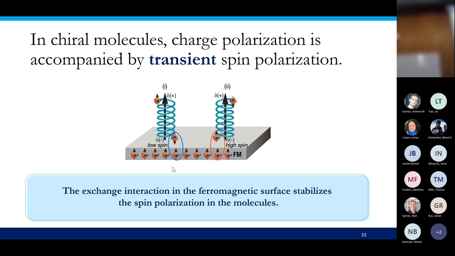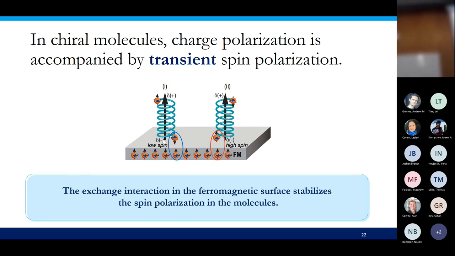View it here. The chiral molecule is approaching the surface. When the molecule is approaching the surface, there is charge rearrangement in the molecule because of the difference in the electrochemical potential between the molecule and the substrate. So there is charge rearrangement, namely a dipole moment is formed. But because charge is moving, in this case from here to here, the charge that moves is spin polarized. So there is a specific spin here. It's a transient effect. It's not permanent. But when the molecule comes to the surface, it has spin polarization.